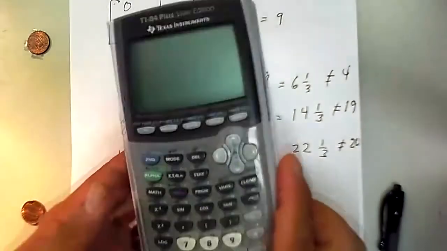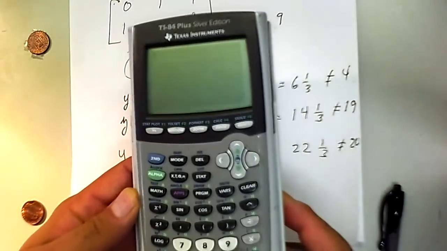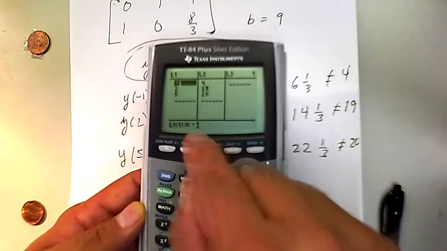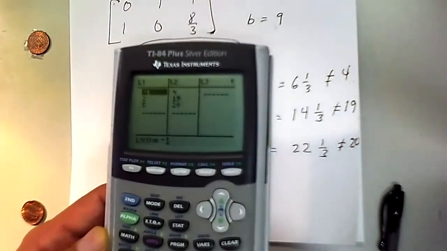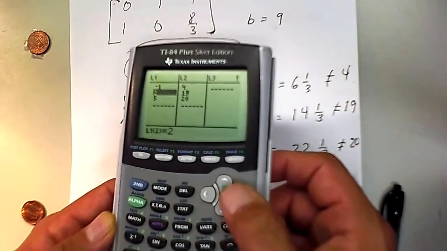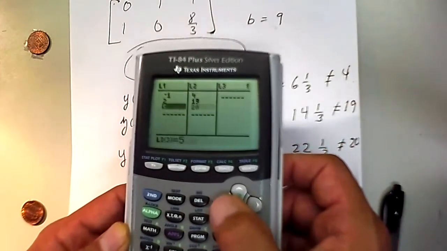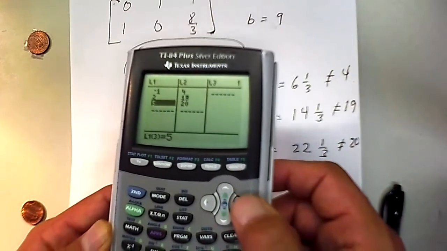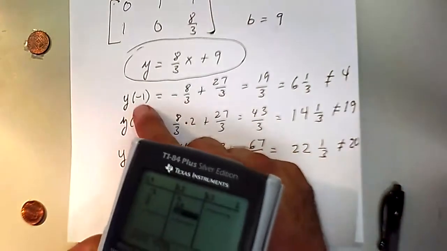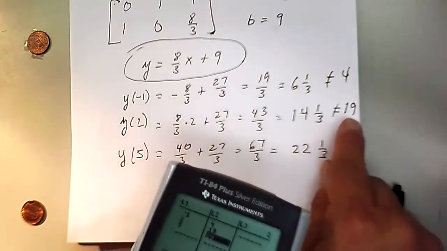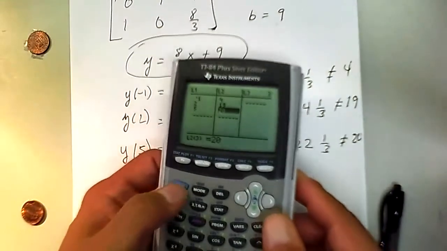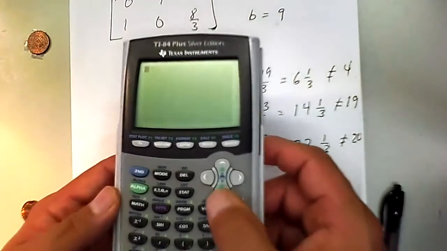We are familiar with this calculator. Earlier today, I entered these numbers: -1, 4, and then 2, 19, and then 5, 20. Those are the same inputs and outputs we're using: -1, 4, 2, 19, 5, 20. There they are. Okay.